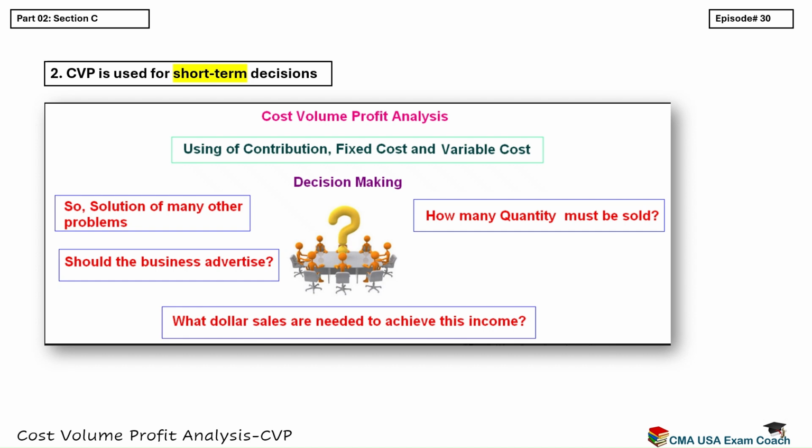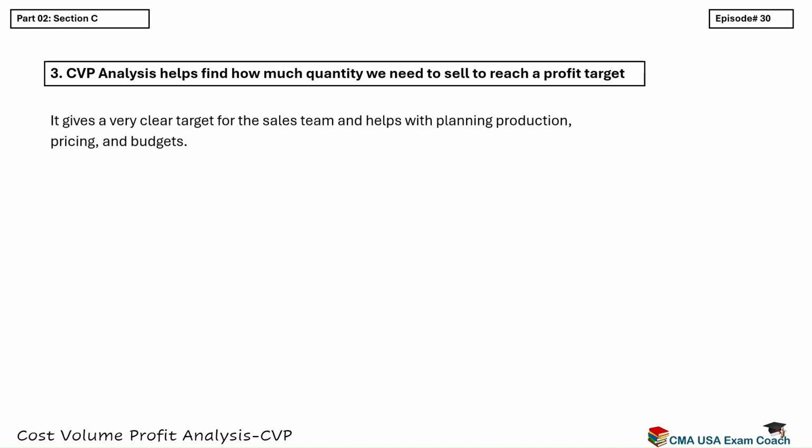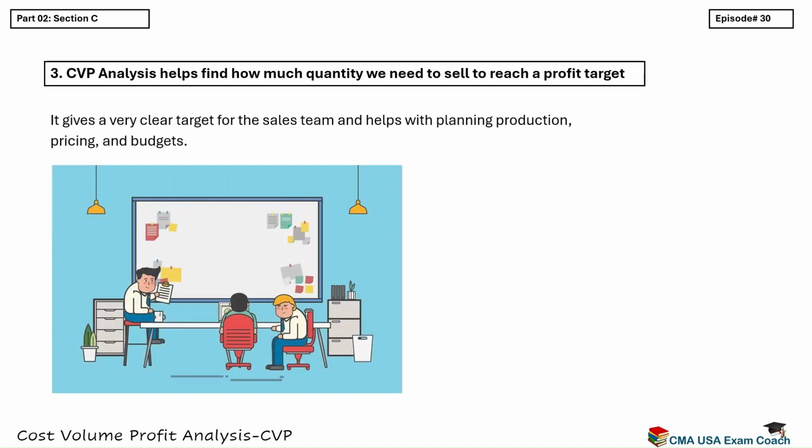Now, let's look at another important use. CVP analysis helps find how much quantity we need to sell to reach a profit target. Let's say the business wants to earn $50,000 in profit this quarter. Using CVP, we can calculate exactly how many units they need to sell to reach that goal. So it gives a very clear target for the sales team and helps with planning production, pricing, and budgets.